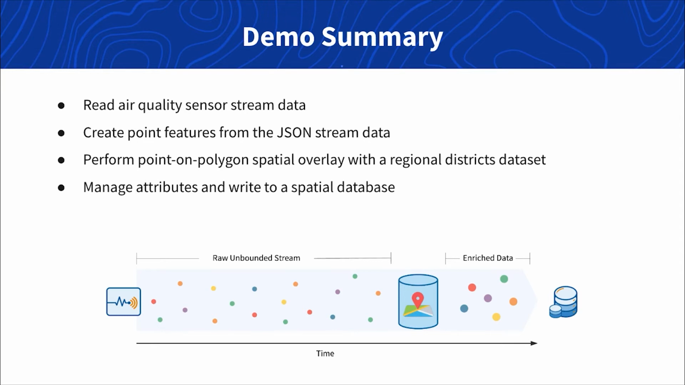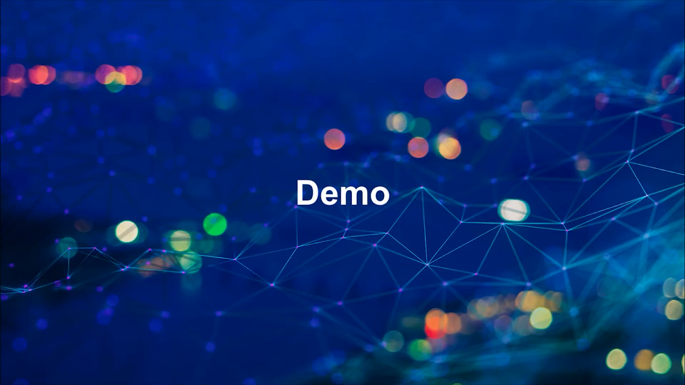performing a point on polygon overlay to know which regional district of British Columbia each point falls within, and then we would join those attributes together, and lastly, cleaning up the data before writing to a spatial database. And let's jump into the demo now.